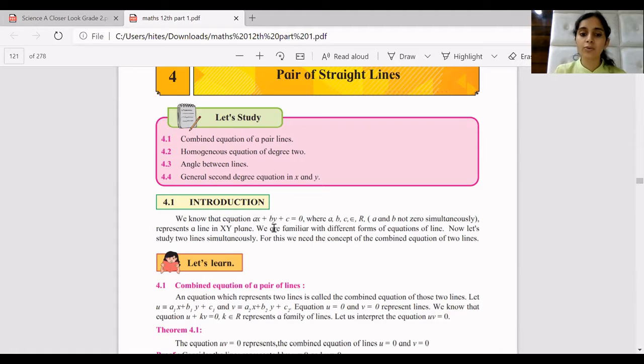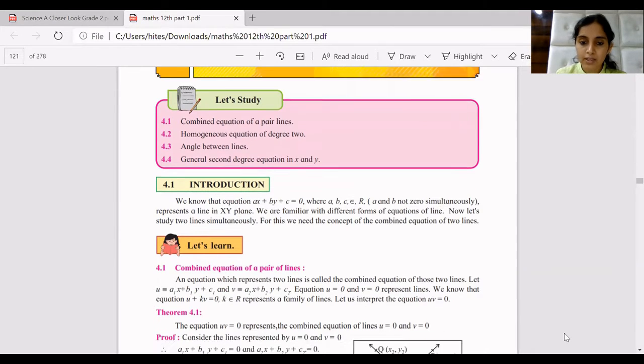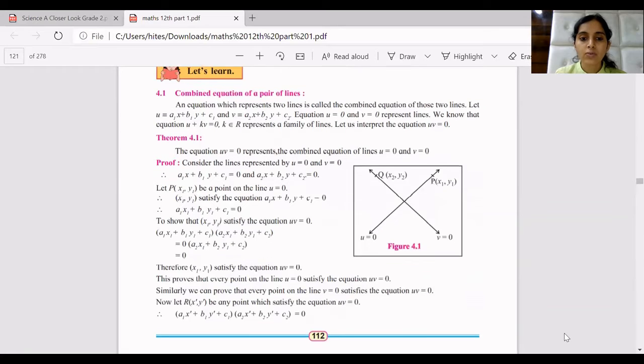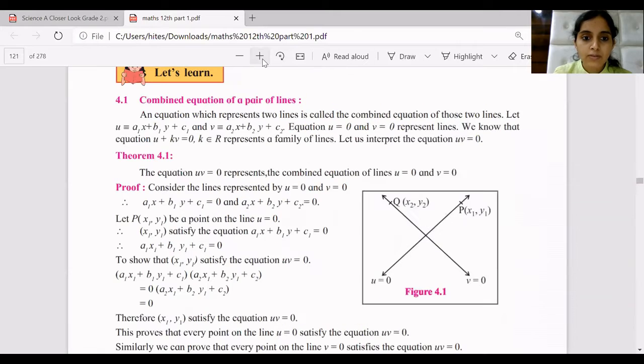So we have done equations of lines. Now we are going to do combined equations of these lines. Now let's study two lines simultaneously. For this we need the concept of the combined equation of the line. So now what do we understand by combined equation? Let us observe. An equation which represents two lines is called the combined equation of these two lines.